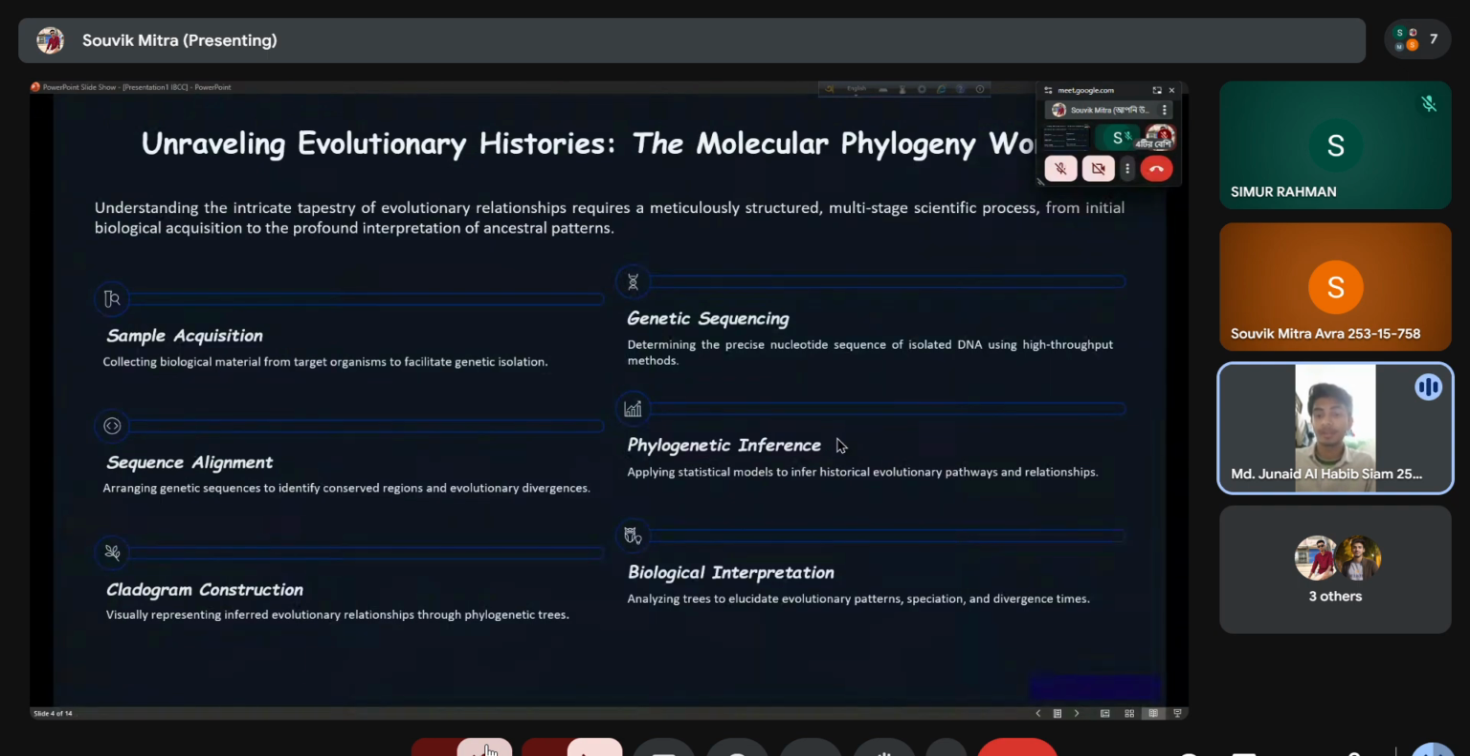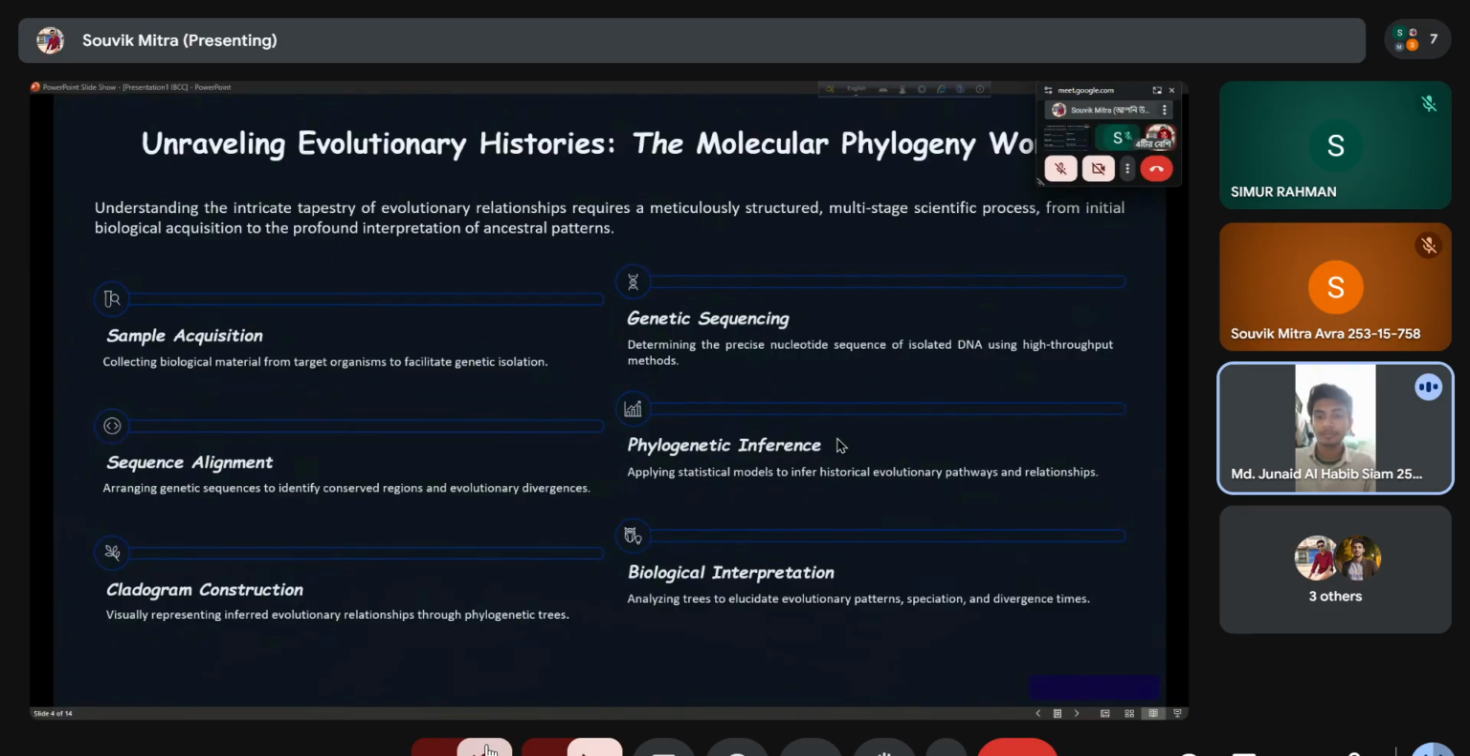Next is phylogenetic inference, where statistical methods are used to determine evolutionary relationships. Then cladogram construction, which visually represents those relationships in a phylogenetic tree. Finally, biological interpretation, where we analyze the tree to understand evolution, speciation, and divergence.